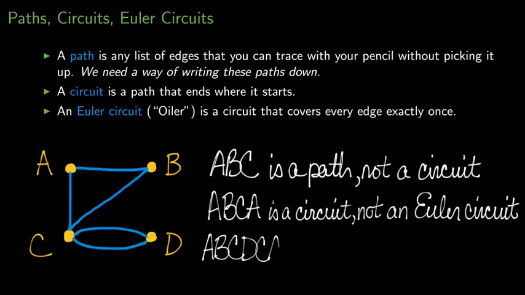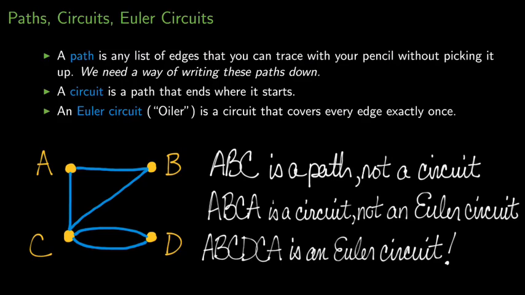So what is an Euler circuit for this graph? Here's one example. There's more than one, but A, B, C, D, C, A. And this is what it looks like. You go A to B to C to D on one edge, and then you go back to C on the other edge, and then you follow this edge up to A. Now that is an Euler circuit. It covers all of these 5 edges exactly once, and you end where you started.